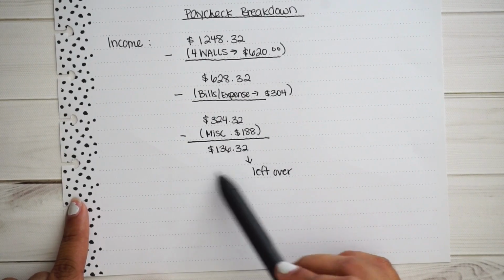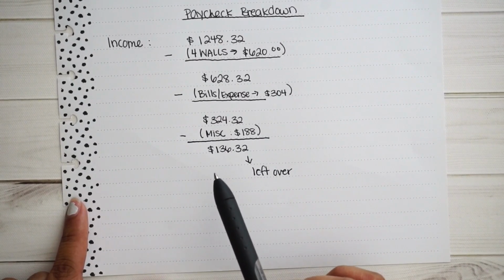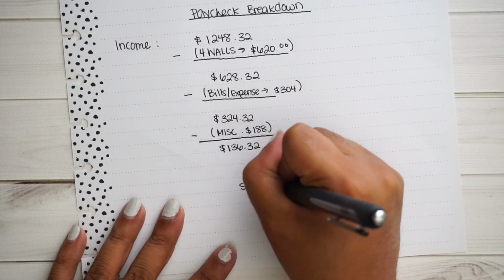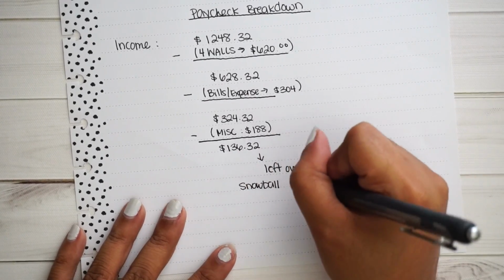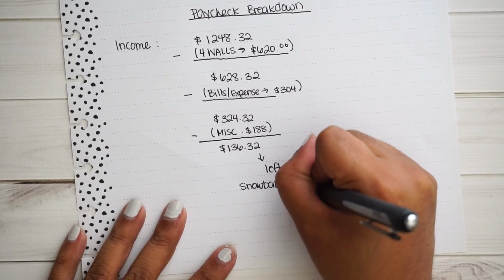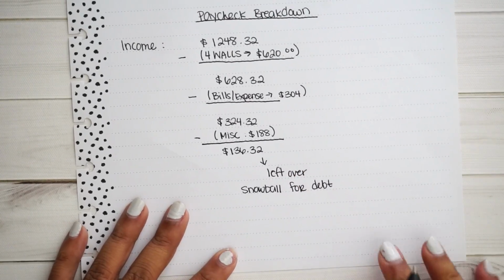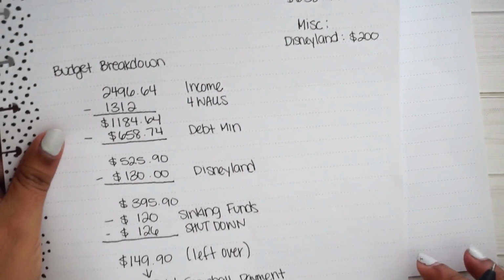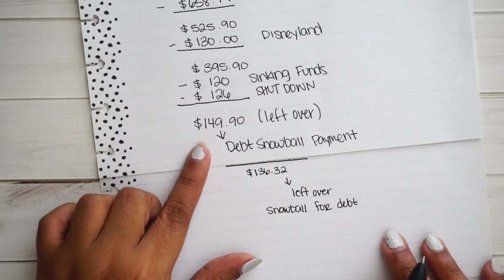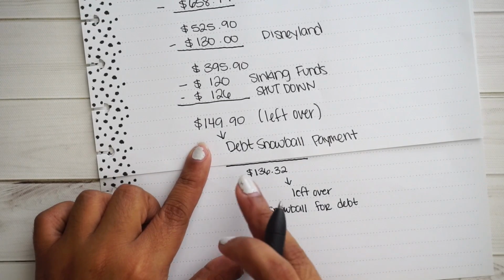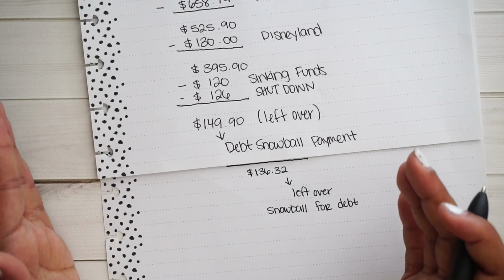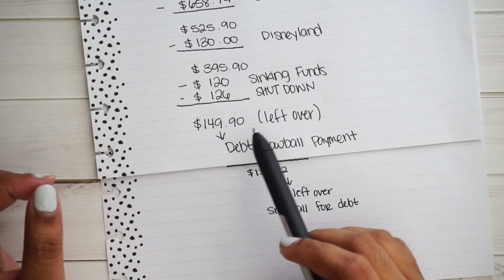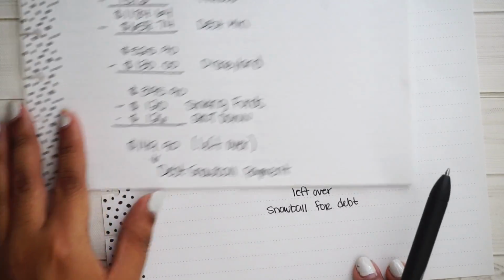This is going to go somewhere. But assign it a place to go. For me, I'm going to go ahead and put snowball. That is going to be my snowball for debt. So now that I have $136.32 left over, I know that I'm supposed to have a total of $149.90 on my entire leftover for the snowball payment, meaning that my next paycheck might be a little tight, because that means most of my paycheck is gonna go towards bills and expenses.